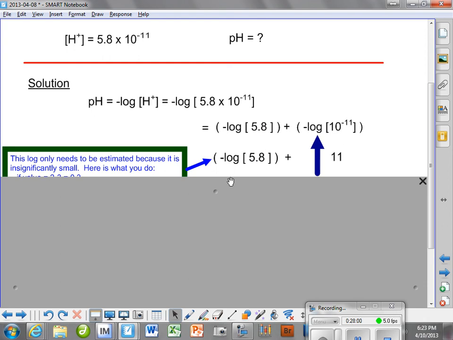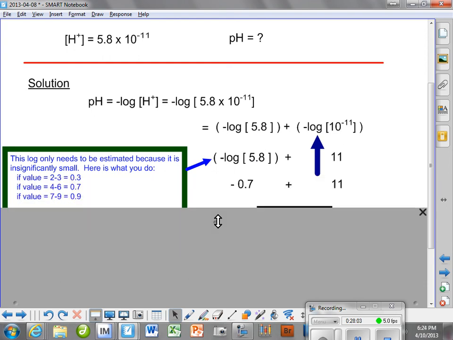Now we get into estimates. And you are going to want to write down this little chart because this will get you through all of your problems. These are the only ones you have to worry about. This log only needs to be estimated because it is insignificantly small next to this power of 10 business. So what we do, we'll get a value that's close enough by just using one of these three estimates. If it's 2 to 3, notice it's not 1, but it's 2 to 3, we're going to make the value 0.3. If the value is 4 to 6, we'll make it 0.7, and if the value is 7 to 9, we will make it a 0.9.